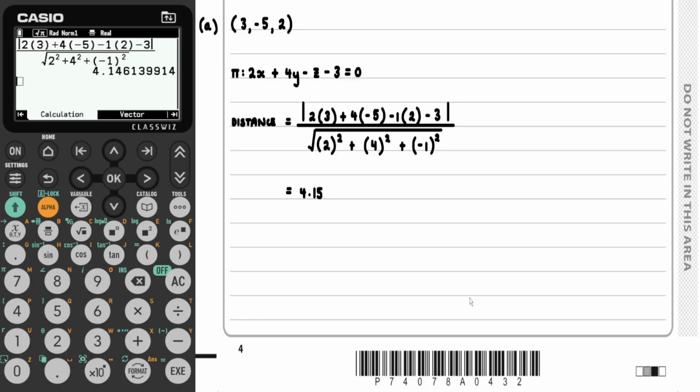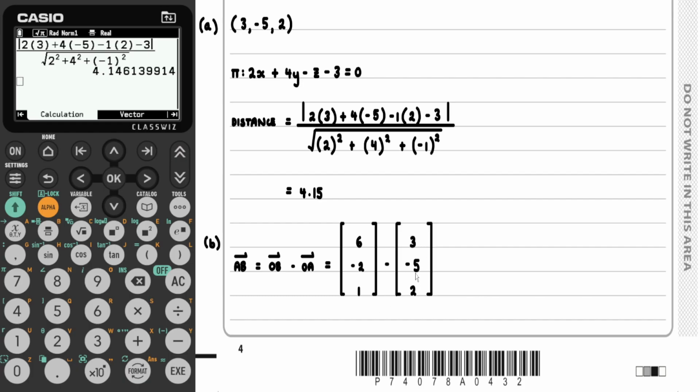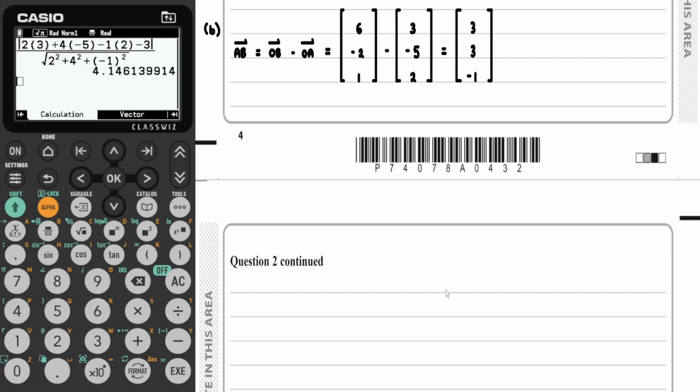To begin with, we have the vector AB, so that's OB subtract OA. So we have OB (6, negative 2, 1) subtract OA (3, negative 5, 2), and it turns out we get (3, 3, negative 1). As we know the line passes through the point B, we can therefore state r will equal (6, negative 2, 1) plus lambda multiplied by (3, 3, negative 1).